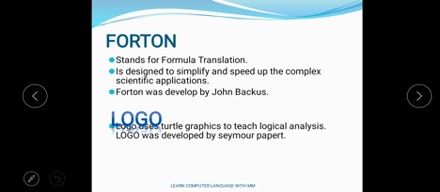Next one is Fortran. Fortran stands for Formula Translation. It is designed to simplify and speed up complex scientific applications. Fortran was developed by John Backus. Logo. Logo uses turtle graphics to teach logical analysis. Logo was developed by Seymour Papert.